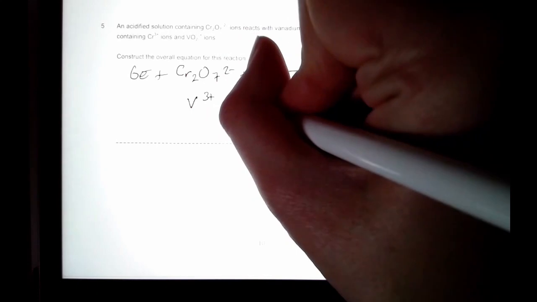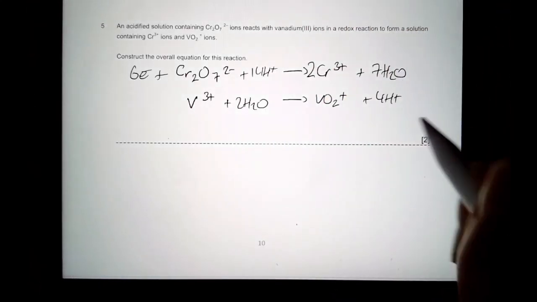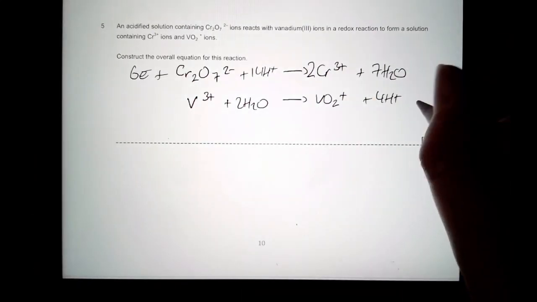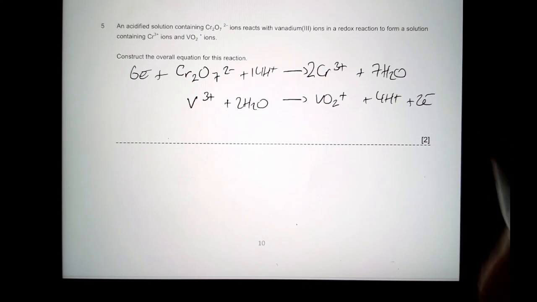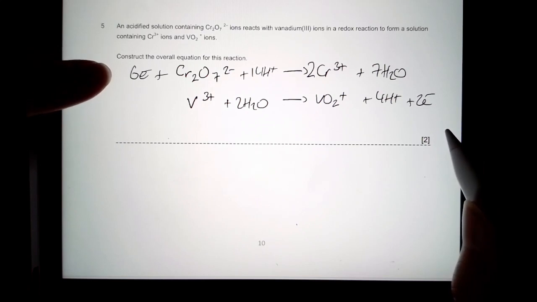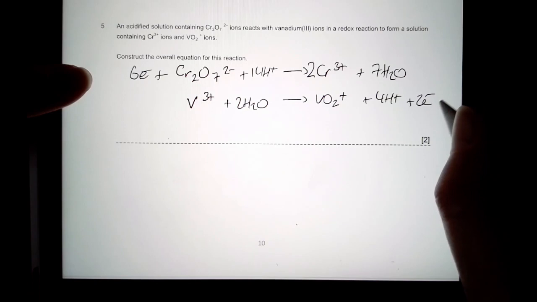Down the bottom, my vanadium's balanced. To get 2 oxygens on the left, I'm going to need to add 2 H2O. I'm then going to need 4 H+. That gives me 5 positives on the right. I've got 3 positives on the left. So if I add 2 electrons, they cancel out. My electrons at the moment aren't cancelling. I've got 6 here and I've got 2 here. If I multiply the bottom by 3, I'll have 6 electrons in both.